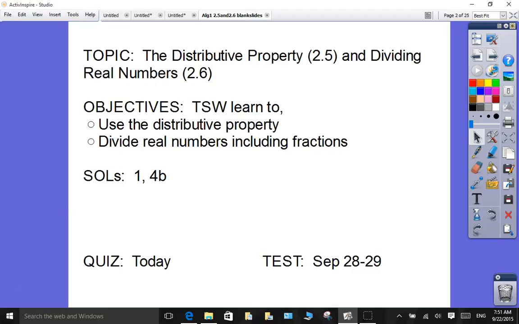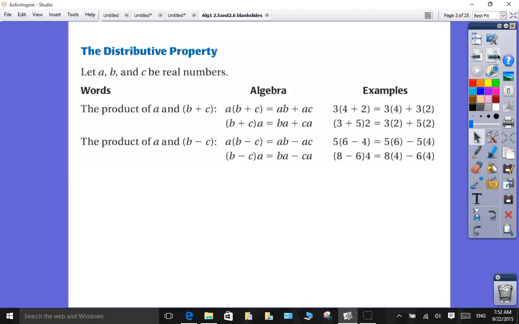So distributive and dividing. Again, things that you kind of know already. What's different about it now is that we're using real numbers, which means the negatives get opened up, fractions, decimals, things like that, more so than you might have done in the past. So, distributive property. This is showing us the distributive property. It gives you the formulas here, and then it shows you examples here.